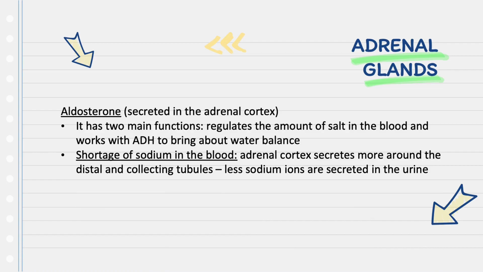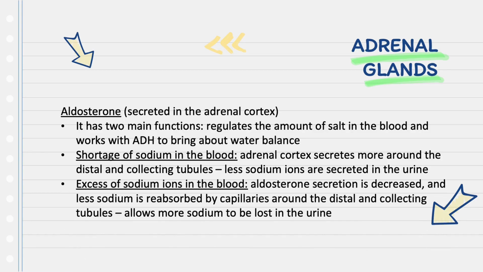Shortage of sodium in the blood: the adrenal cortex secretes more aldosterone, so more sodium is reabsorbed by capillaries around the distal and collecting tubules. Less sodium ions are secreted in the urine. Excess sodium ions in the blood: aldosterone secretion is decreased, and less sodium is reabsorbed by capillaries around the distal and collecting tubules, which allows more sodium to be lost in the urine.